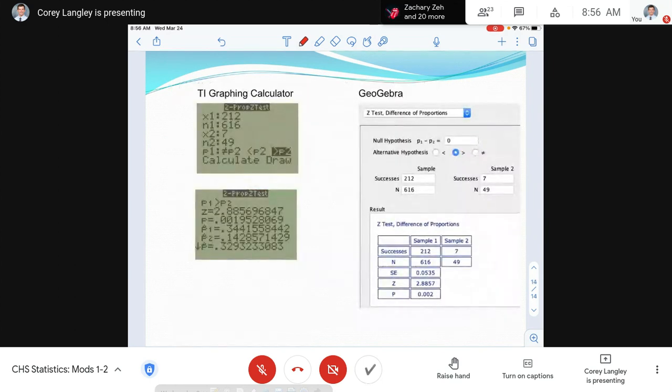Just showing you the technology right here. Our two proportion Z test on the calculator is on our first screen. You can see it there. Just provide the ratios and the direction of the alternative hypothesis. With GeoGebra, again, same sorts of input. Anybody have any questions with this?